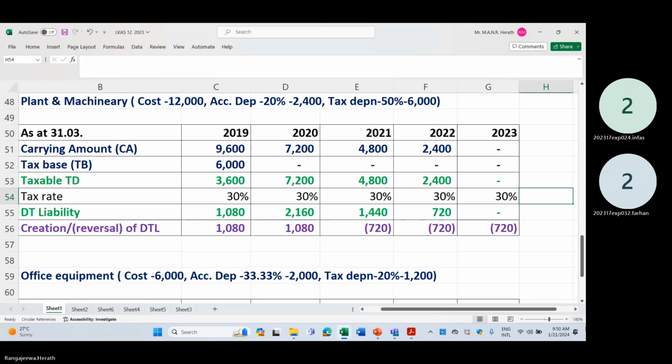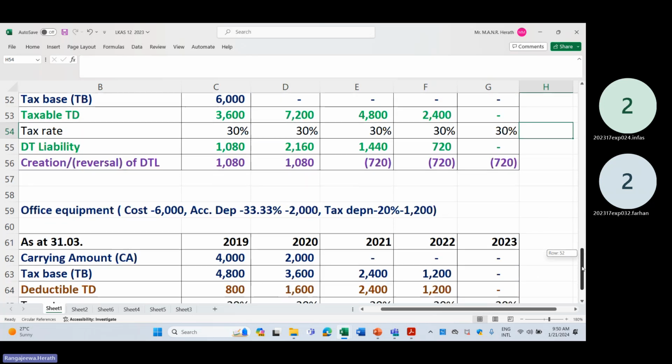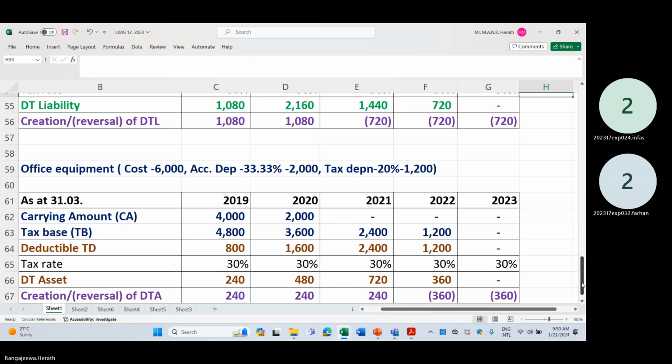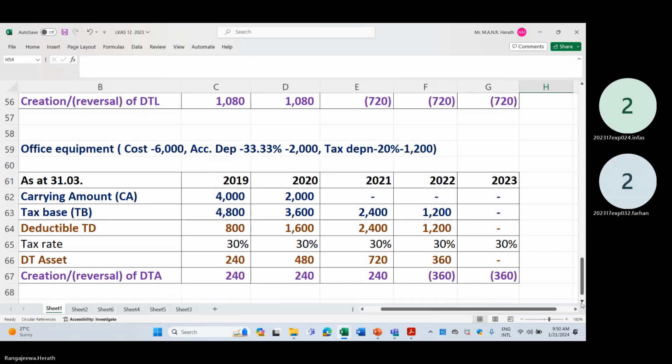Okay. So it should end like this. Now, 6,000 minus 2,000, carrying amount of the first year 4,000, tax depreciation 1,200, so tax base 4,800. So the difference is 800. Now carrying amount less, tax base more, so which is deductible temporary difference. Multiplied by the tax rate, you get the deferred tax asset.